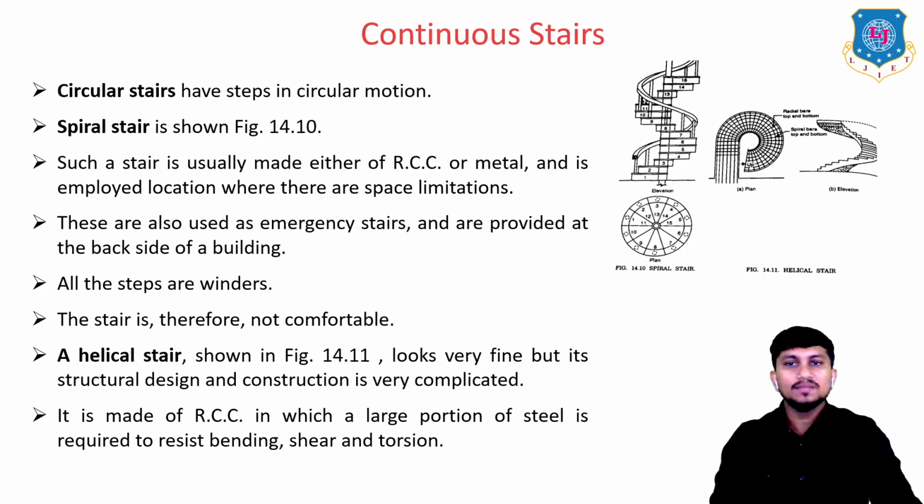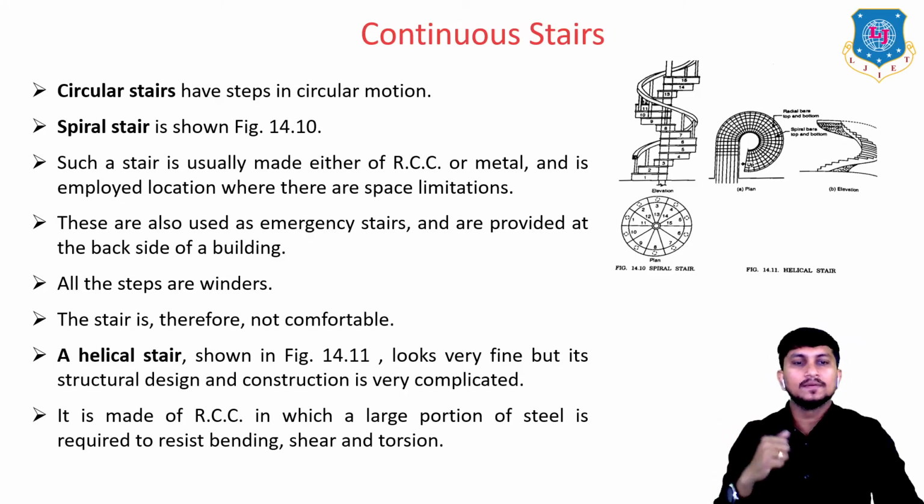Such a stair is usually made either of RCC or metal and is employed at locations where there are space limitations. These are also used as emergency stairs and are provided at the back side of the building. All the steps are winder steps. The stair is therefore not comfortable to rise. So this is called a spiral type of stair. You can clearly see the elevation as well as the plan of the spiral stair in figure 14.10.